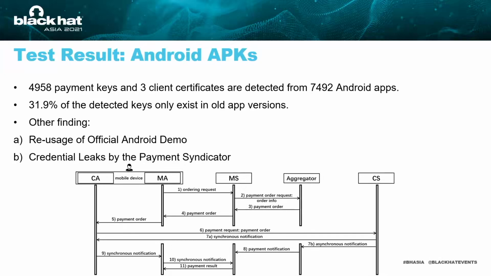Meanwhile, we find one certain payment key appearing in hundreds of merchant apps, which actually belongs to a payment aggregator. The so-called payment aggregator works as the proxy between the real merchant server and the cashier server. However, this payment aggregator leaks its key in the front-end SDK and affects all the related merchant apps.